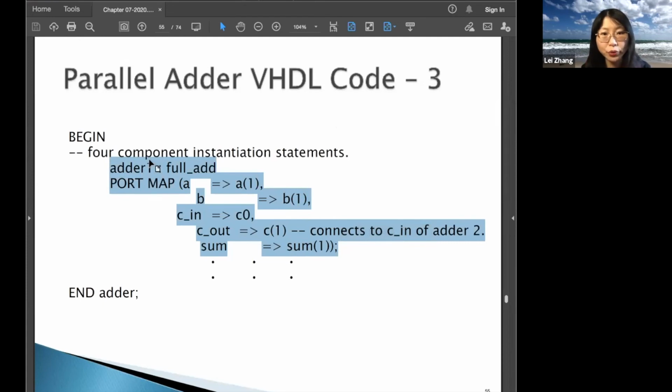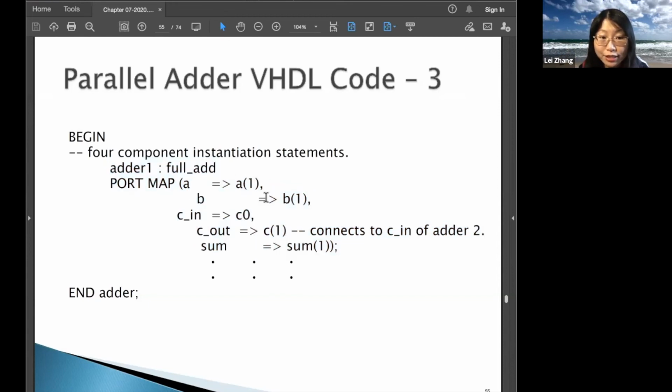A comment doesn't compile. It's just for us to read what this code means. So we have adder one. This name you can change, because adder one indicates this is adder one in your top level VHDL file. And the full underscore add here is something you're always going to keep the same for the 4 different adders, and this is a component name.